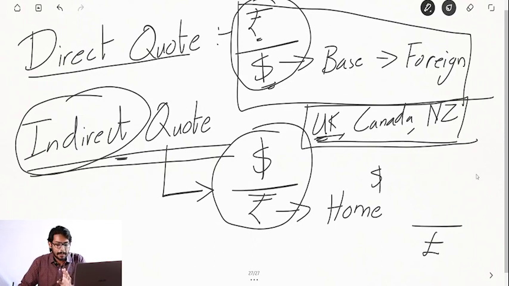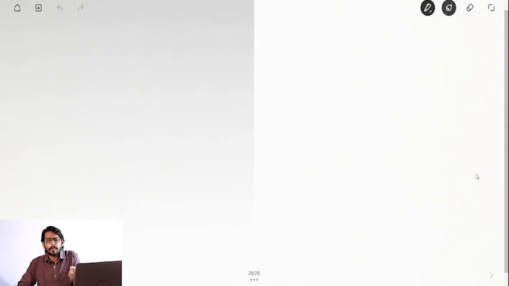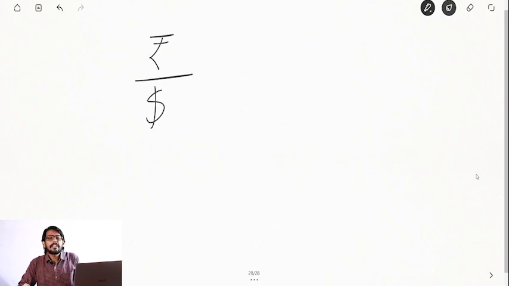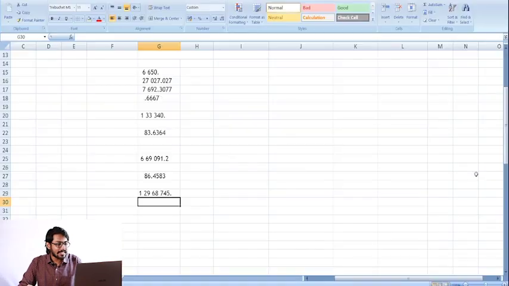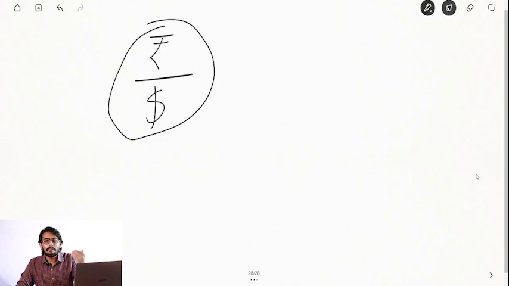Understood? One more point, some questions. Instead of symbols, instead of rupee by dollar, they will give alphabets. If you go to an exchange center, a bank or a forex dealer, they very rarely use symbols, because symbols are difficult to type. Generally when you go to a bank or an exchange counter or a forex dealer, he will give quotations in 3 alphabets.